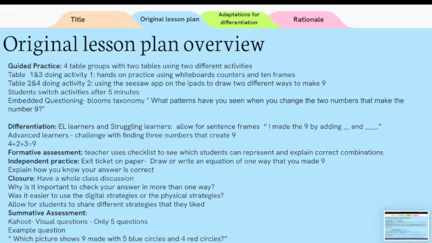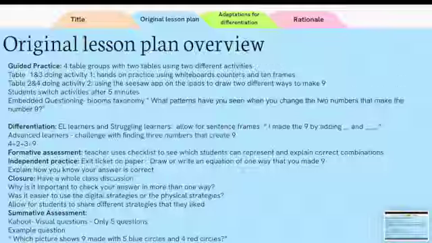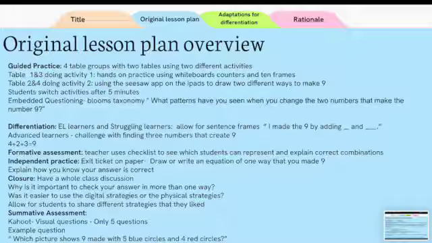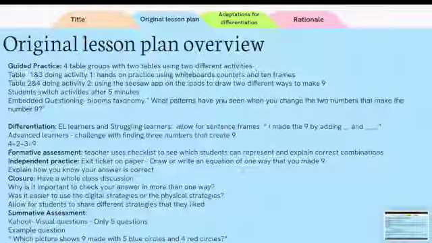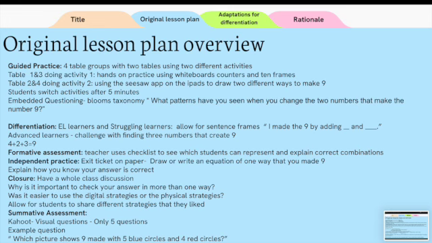For closure, we can have a whole group discussion. Why is it important to check your answer in more than one way? Was it easier to use the digital strategies or the physical strategies? And then that allows for the students to share. For our summative assessment, we could have a Kahoot, and yeah, that was our original lesson plan.